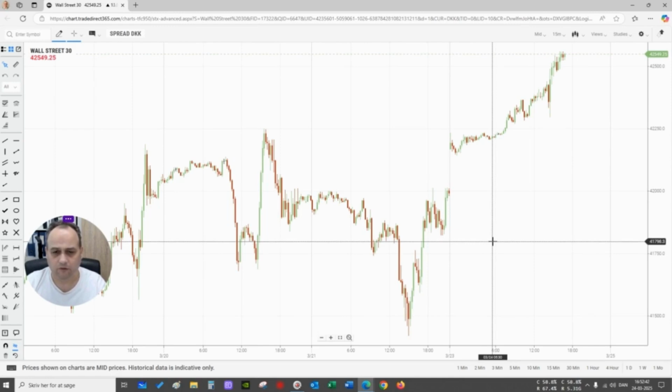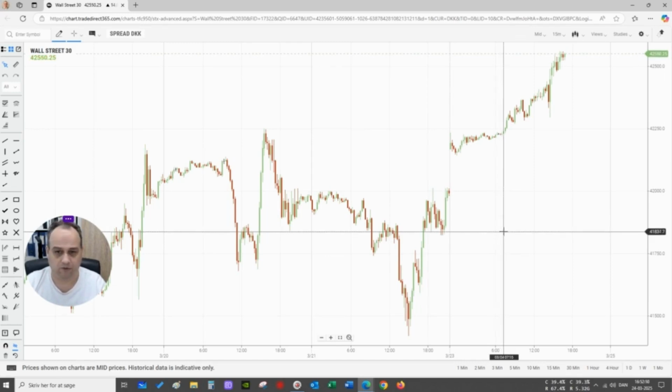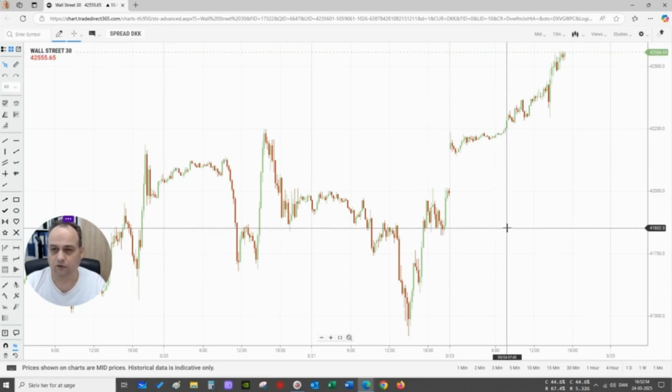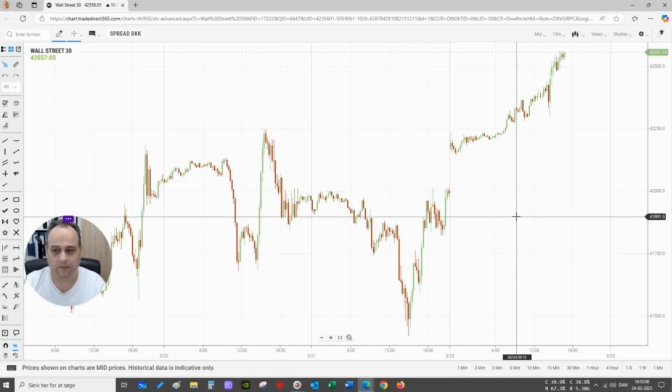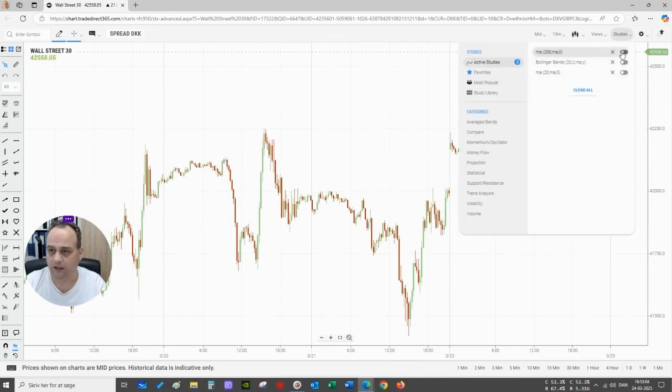All right. The first thing I would normally do if I was looking at the chart is I need to have the two moving averages that I use, namely the 20 moving average and the 200. Because with these two moving averages, I actually try to see where am I in the price, where am I in the phases and the area. So let's try and put those on so we can see.